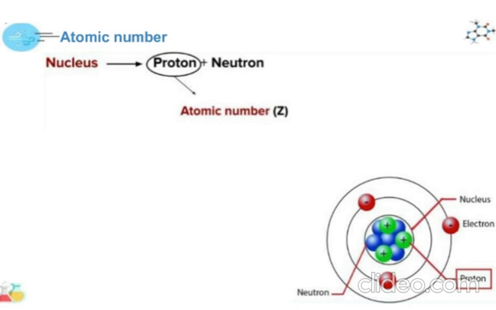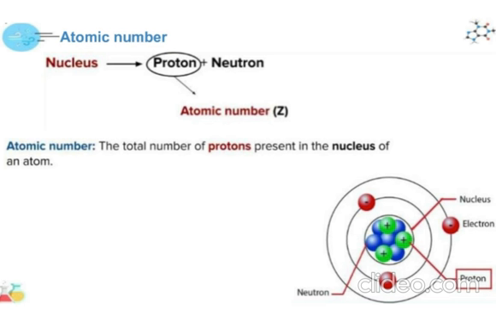Now when I say atomic number, let's start with that. We know a nucleus has neutrons as well as protons present. The atomic number is represented by Z. The nucleus is protons plus neutrons, but what is atomic number? Not protons plus neutrons, but the number of protons in the nucleus. Whatever number of protons are present in the nucleus, that is known as the atomic number.